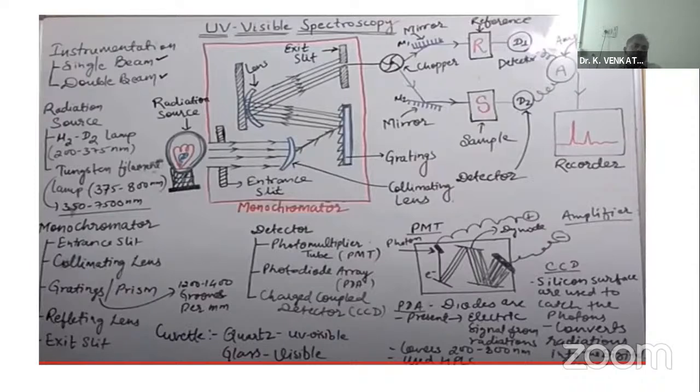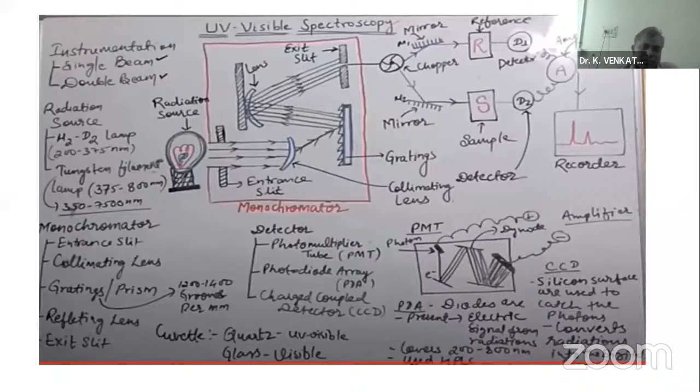Because the hydrogen deuterium lamp covers the range of 200 to 375 nanometers, and then the intensity decreases. That's why we use another lamp, the tungsten filament lamp, for the range 375 to 800 nanometers in the UV visible range.